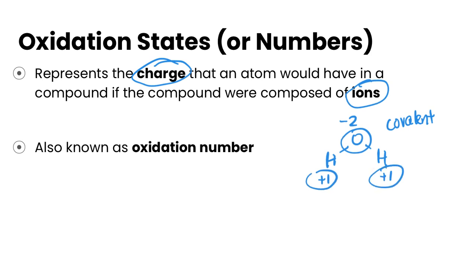So it's kind of weird to think about, but it really is just describing the number of electrons that are either shared or transferred when forming a bond. You can think of it that way.